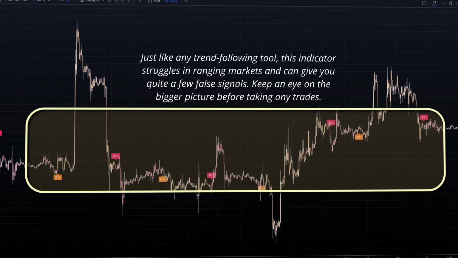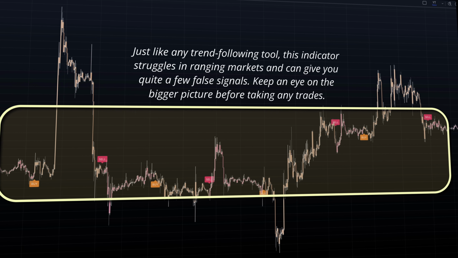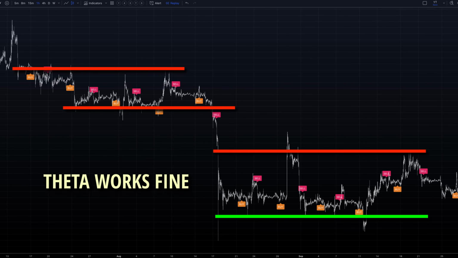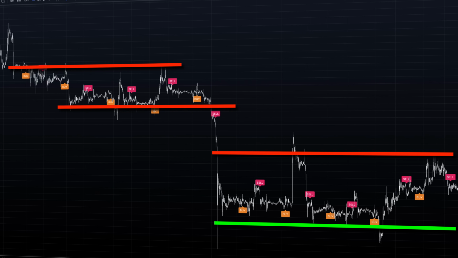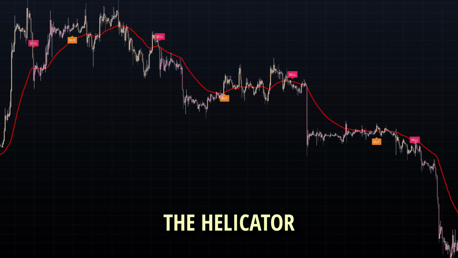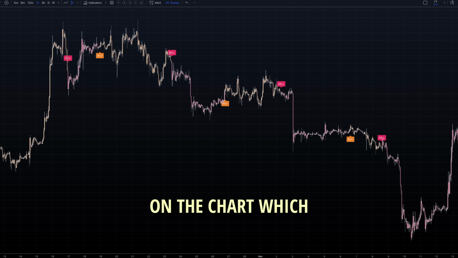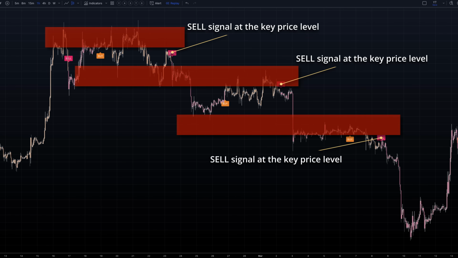As with many other indicators available on TradingView, this indicator isn't perfect by any means, and getting extra confluence confirmation is recommended. The Helacator Theta works fine with basic support and resistance levels, but this could be said probably about any indicator out there, and after all, our channel is about TradingView indicators, right? The Helacator Theta is based partially on the moving average, but it's not displayed on the chart, which can sometimes be misleading, but if they're used in a broader market context, they actually can be very effective.